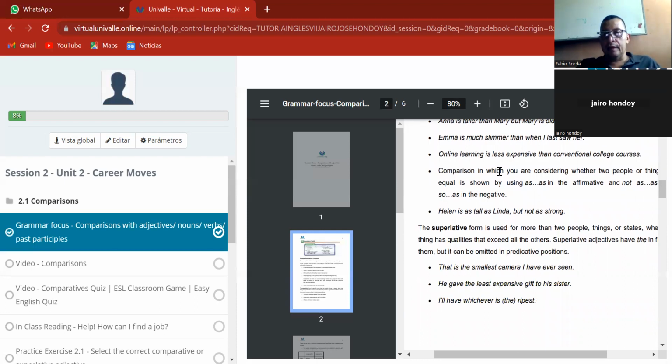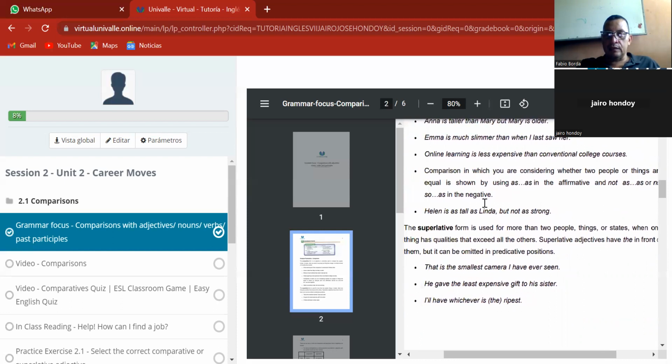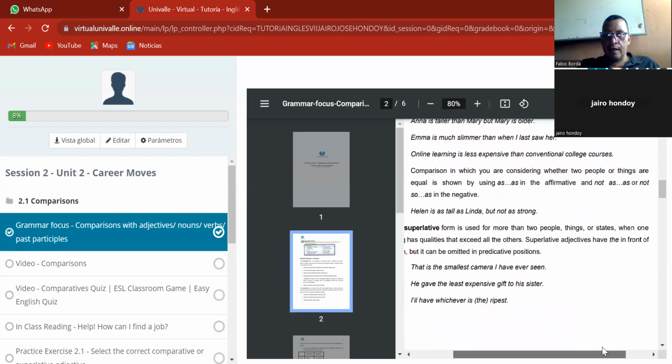Online learning is less expensive than conventional college courses. Comparison in which you are considering whether two people or things are equal is shown by using as in the affirmative and not as or not so as in the negative. In this case, Helen is as tall as Linda, but not as strong. Helen is as tall as Linda.